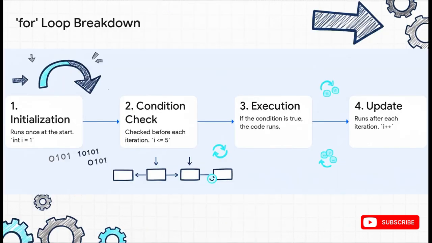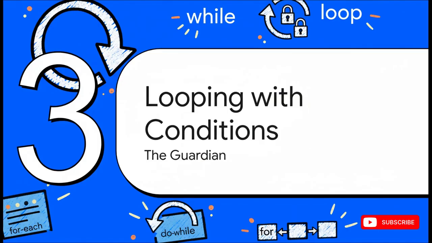So let's really break down what's happening in that one little line of code, because it's like a 4-step dance. Step 1, initialization. That happens just once, right at the very beginning. Step 2, check the condition. This happens before every single loop. If it's true, we move to step 3, execute the code. And finally, step 4, update the counter. Then it's right back to step 2: check, run, update, check, run, update, over and over until that condition is finally false.